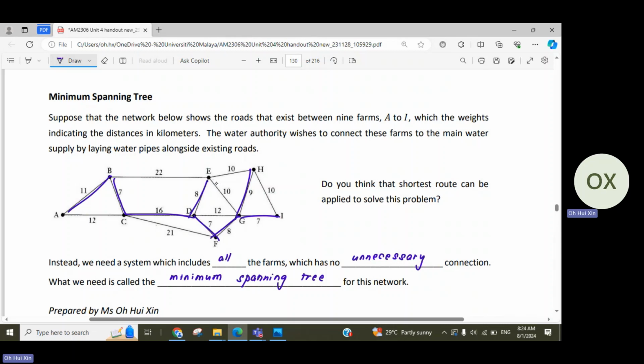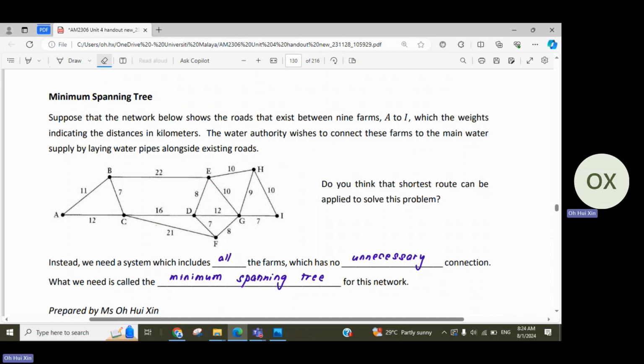Then in this case, I do not want to involve BE, because water can already flow to B and E. So the 22 here is the unnecessary road. It's the same thing here. If water can already flow to E, G and H, then I wouldn't want to add on EG or EH, because this is unnecessary. So that's what we mean by the minimum spanning tree, giving us the minimum weights.